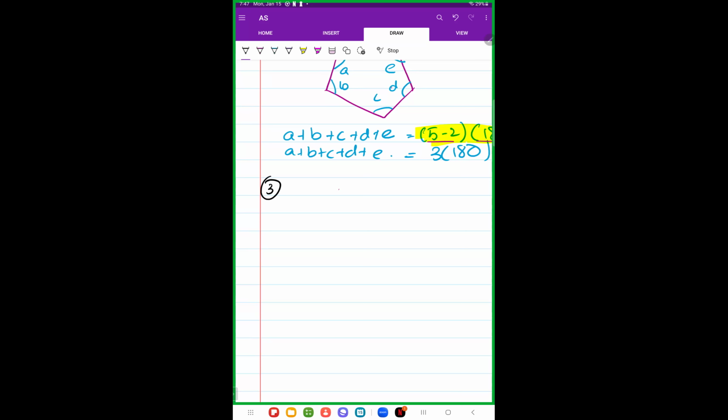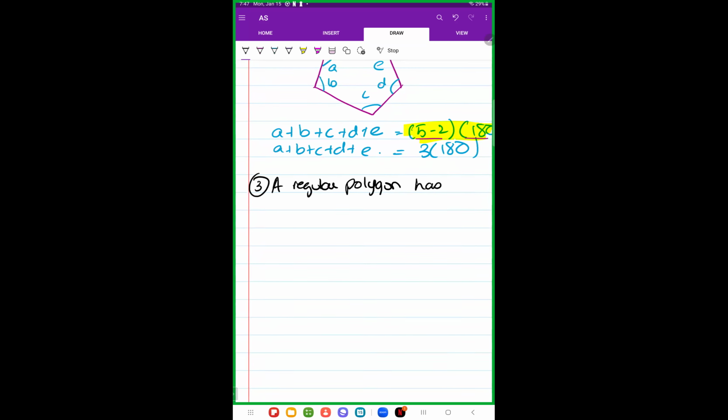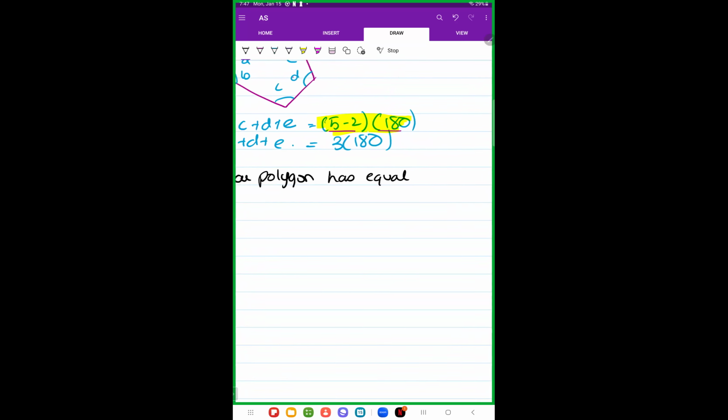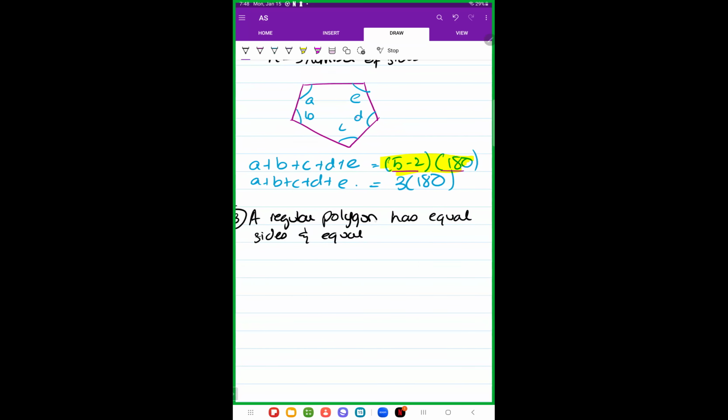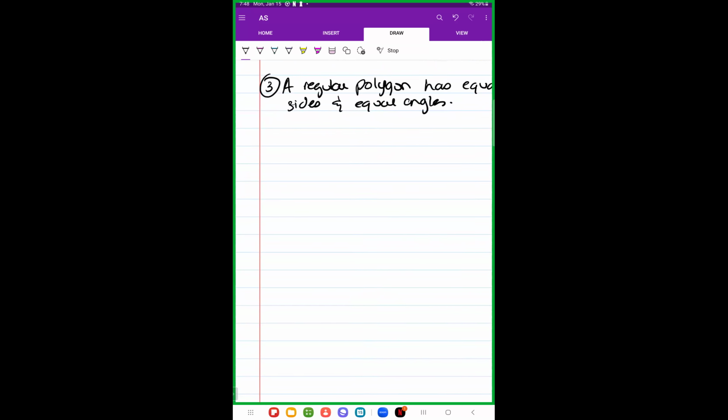Let's talk about the third property. A regular polygon has equal sides and equal angles, which is obvious because it's regular. Angles and sides are the same, right? For example, in this pentagon, you have 5 sides and 5 angles. Let's move on and try to do some questions. This has only three rules, so till now it's 3 rules.